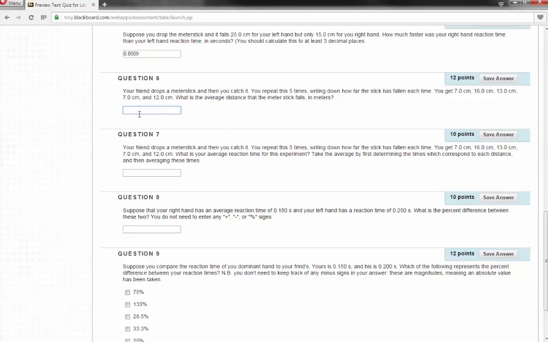So now I should be opening up this quiz and putting in 0.110. This is how far the stick is falling on average. Notice again that I did not enter units here, and notice that I picked the answer that actually was in meters. That's what questions like this basically are saying.